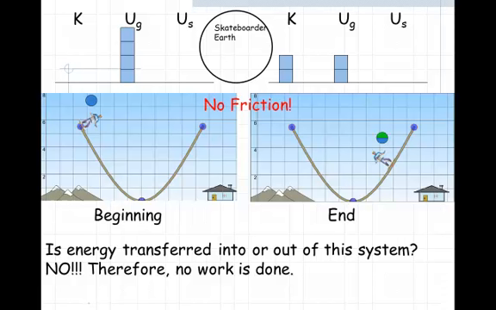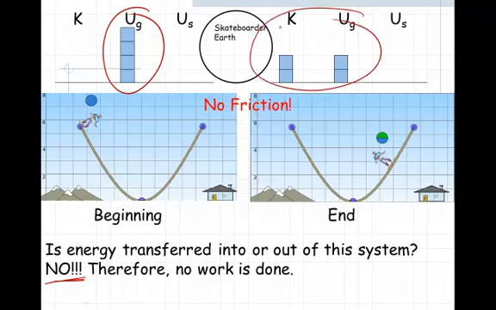Now, we have to ask ourselves a question: is energy transferred into or out of the system? And our answer is no. The reason the answer is no is that the total amount of energy at the beginning is equal to the total amount of energy at the end. So therefore, there's no transfer of energy. No work is done.